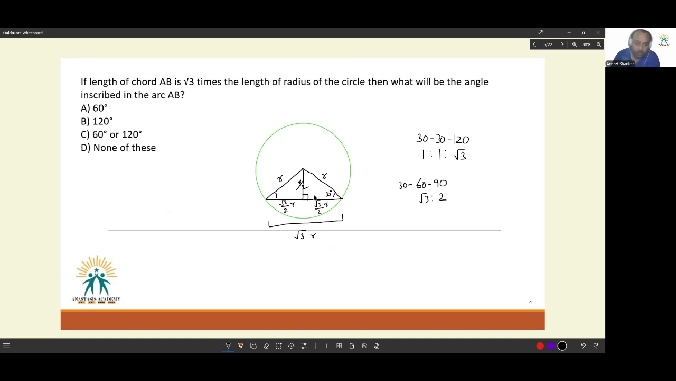So here it has to be 30 degree. Here it has to be 30 degree. Here it is 90 degree. So this angle will now be 60 degree. This angle will now be 60 degree. And now we can say the angle inscribed will necessarily be 120 degree. Either way, you can use, but you will definitely get to the answer. The angle inscribed is indeed 90 degree.